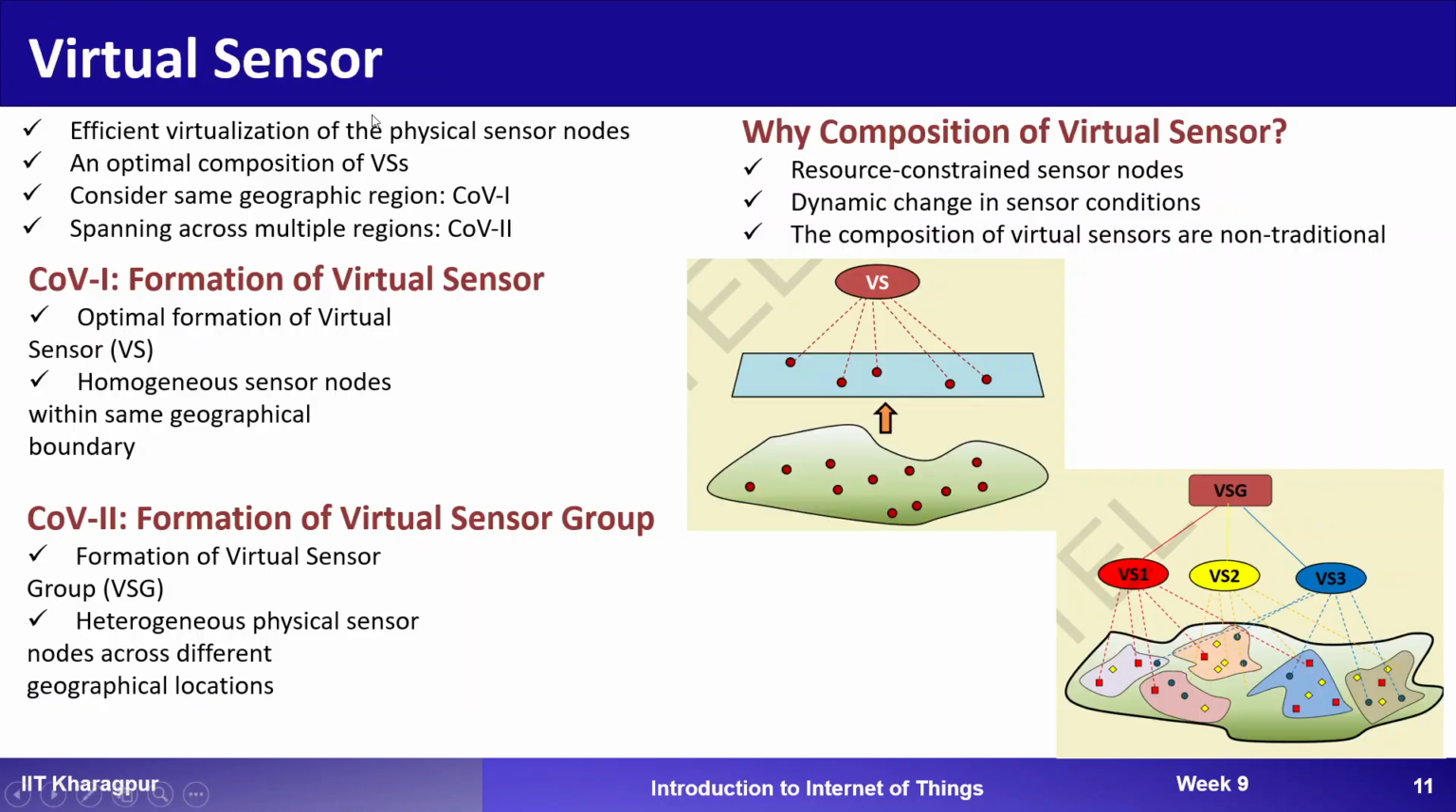Now virtual sensors. Efficient virtualization of physical sensor nodes is required in order to fulfill the requirements of various end users. We also need an optimal composition of virtual sensors: which kind of sensors we require to fulfill the needs of a particular application, and how many sensors we require. All these things we need to consider.